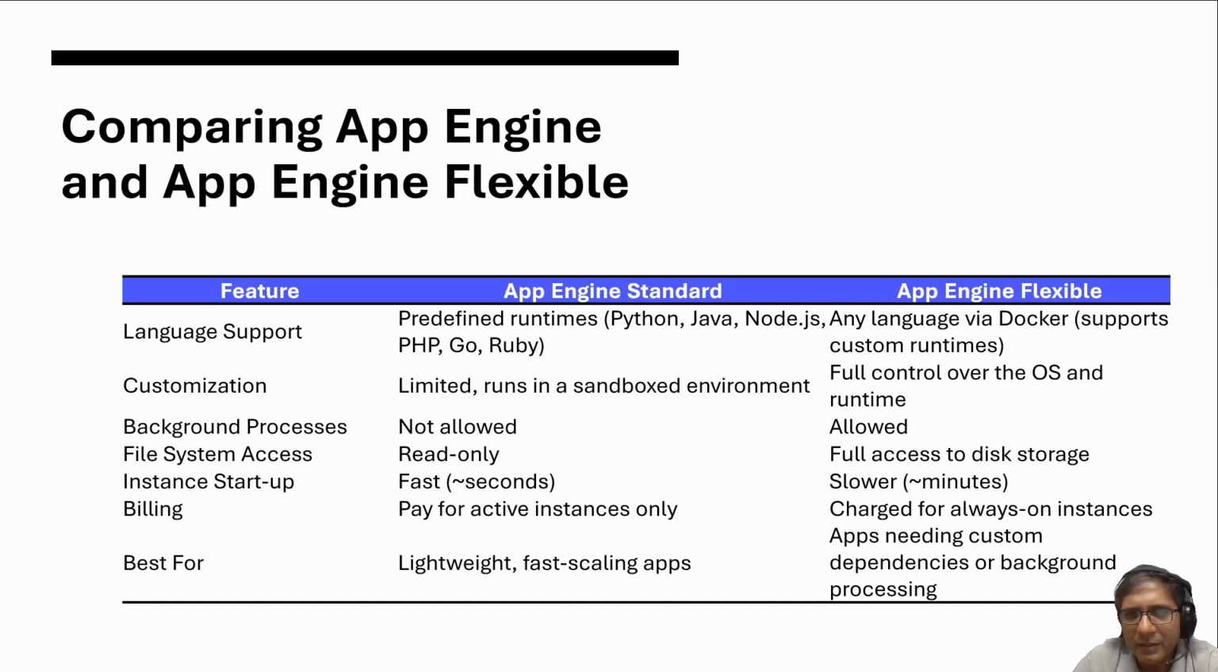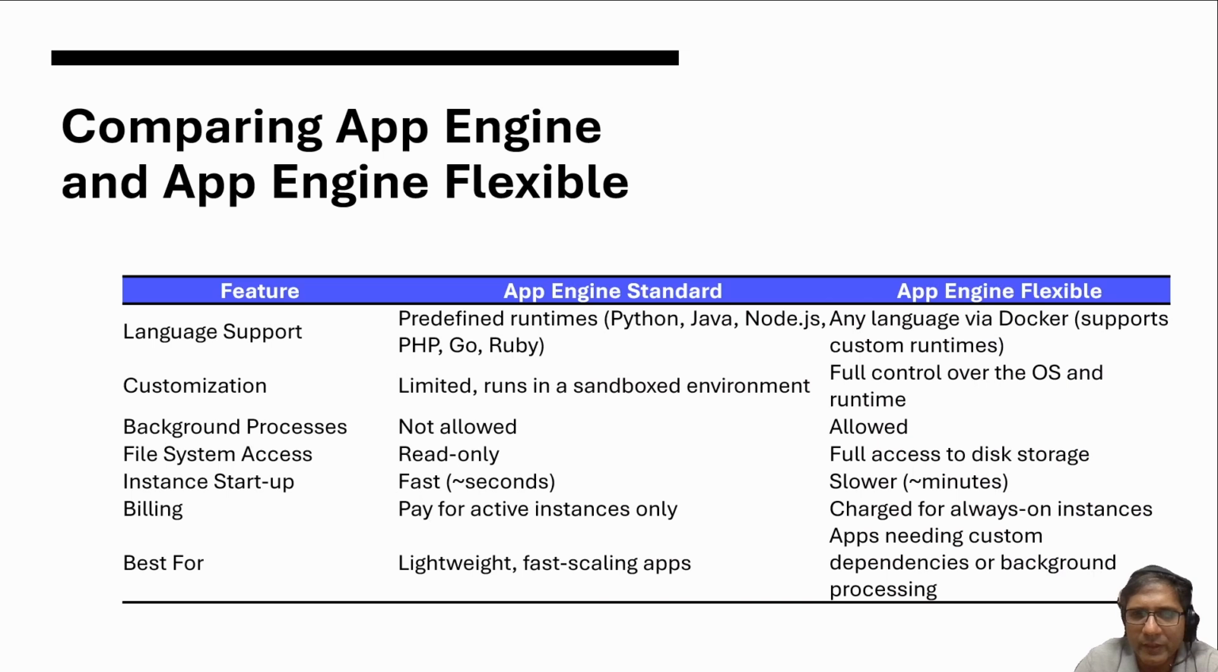Now, there is limited customization available in App Engine Standard. App Engine Flexible gives you better control over the OS, and runtimes can be custom; whatever you want, you could bring in. App Engine Standard does not allow any background processing. App Engine Flexible does support that. Access to the file system in App Engine Standard is read-only, versus you get full disk control with App Engine Flexible. App Engine Standard is fast to start up. App Engine Flexible is slower.